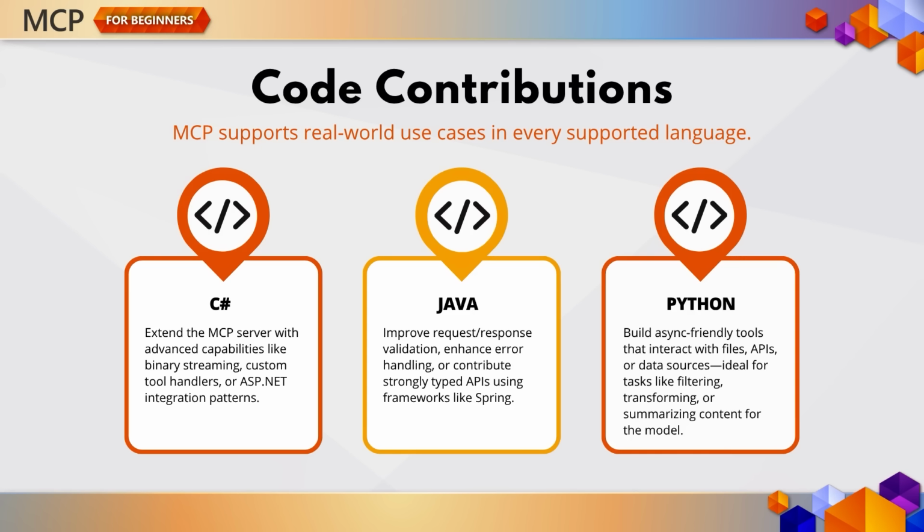You could contribute code to the core MCP protocol, like adding support for binary data streams in C#. This might mean defining new interfaces, handling stream metadata, and returning results in a consistent, testable way. If you're more into backend reliability, you might squash a bug in a Java validator or improve how nested schemas are handled. And if you love building tools, Python is a great place to start, like the CSV processor tool that filters, transforms, and summarizes data based on a model's requests.